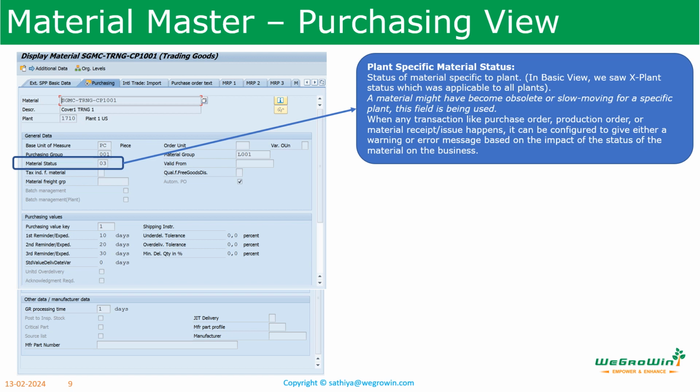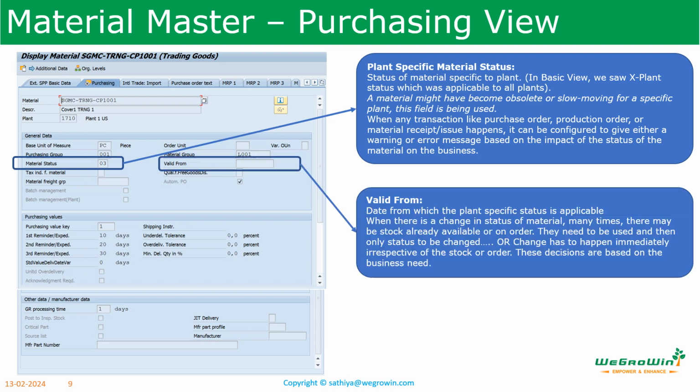As we discussed in the basic view, depending on the status, we can restrict the transactions of this particular material. Like if you don't want to create a purchase order, or we don't need to have the goods receipt, or we need to restrict this material from being issued to production. All these things can be restricted. And what we do here based on the status is applicable to this plant only. It will not affect the other plant. So plant specific details can be obtained through this field in this view.